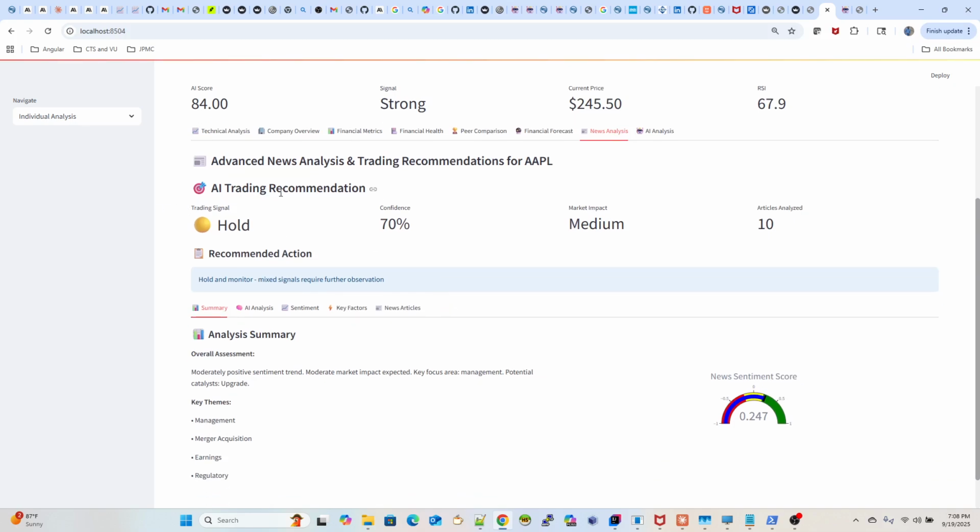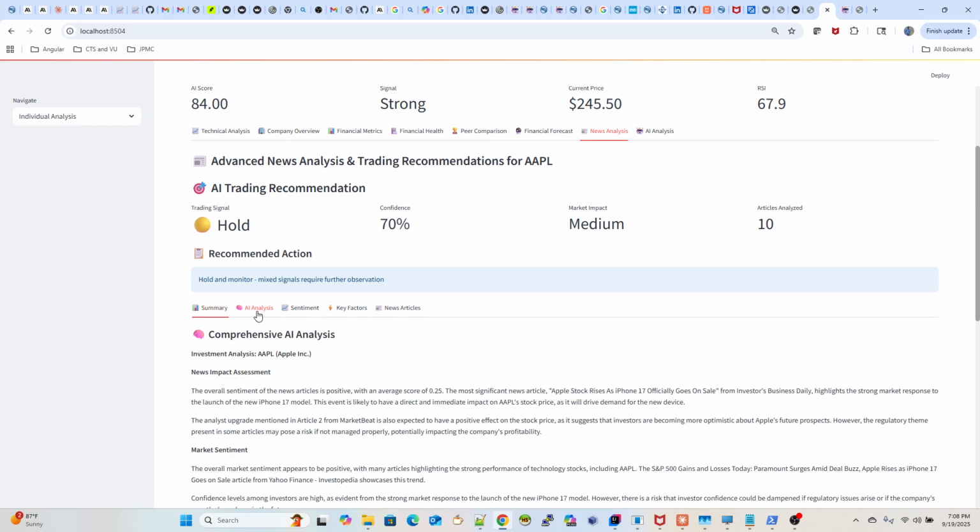The trading recommendation for the trading signal is hold, and then the confidence score. These values I can revisit, but right now there may be a discrepancy, so be patient, and we'll fix it later. But this is the overall idea, right? You can see the details here.